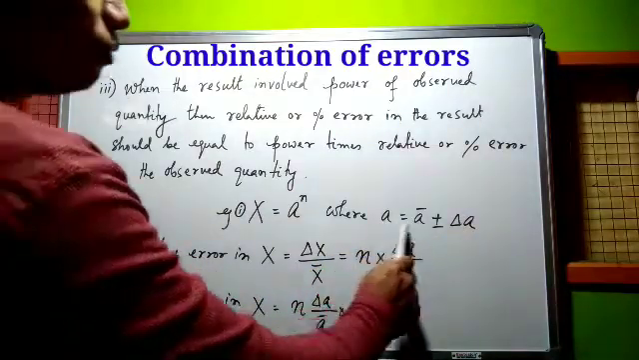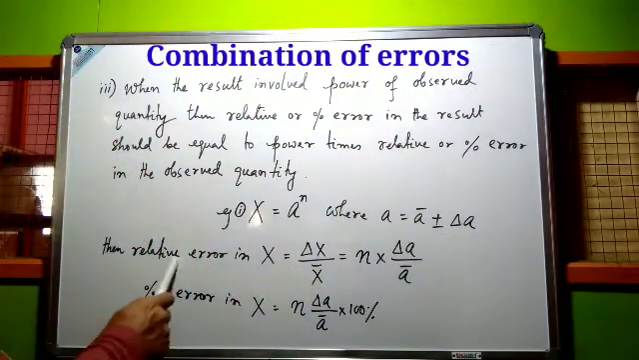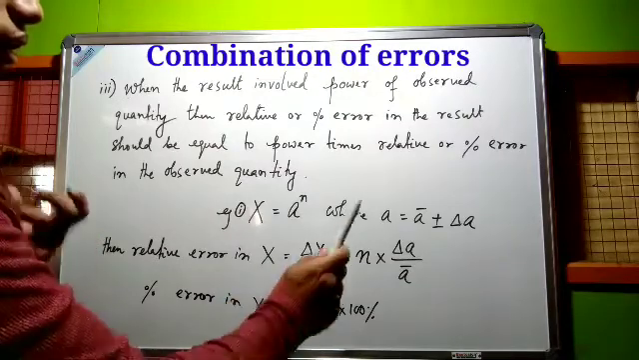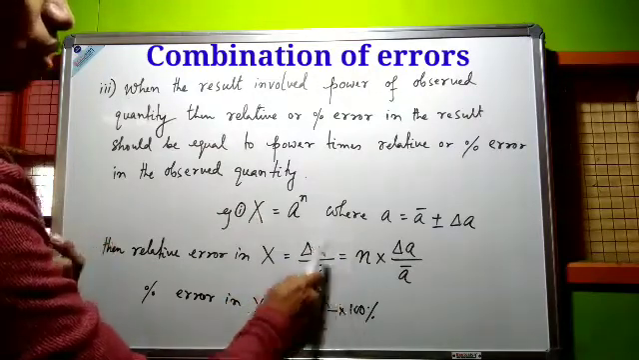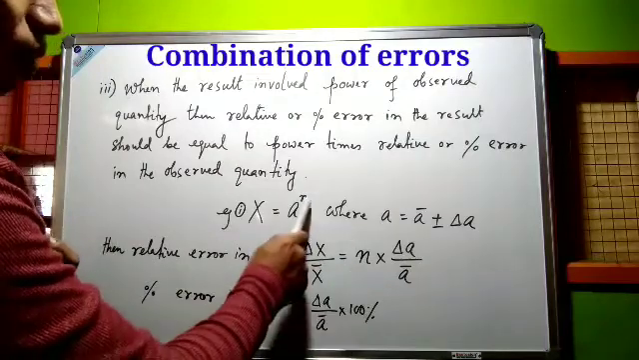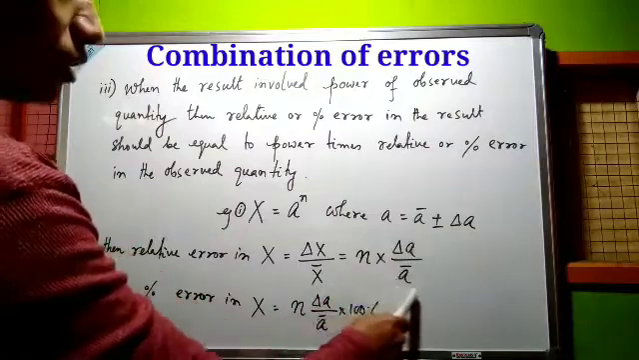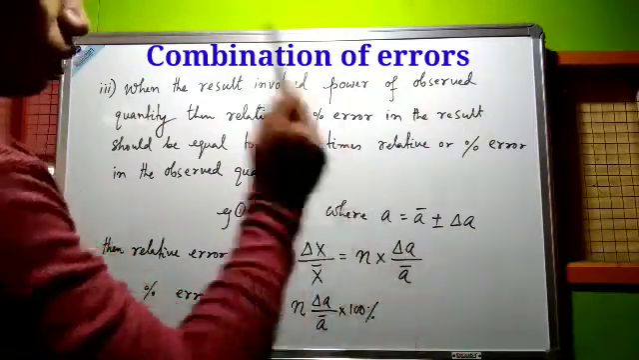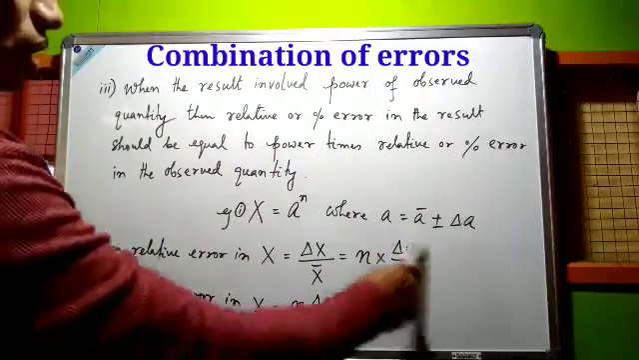So the true value plus or minus delta a. The relative error in x, that is the relative error in the result, delta x by x bar, and this should be equal to the power, which is n, times the relative error in the observed quantity a. The relative error is multiplied by the power, so it is the power times the relative error in the observed quantity a.